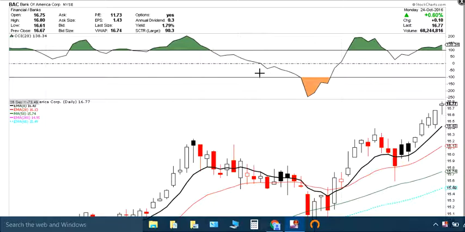So the first thing we're going to be looking at is the CCI. Our strategy says that the CCI has to touch 100. As we can see, it looks like it does match that criteria right over here.